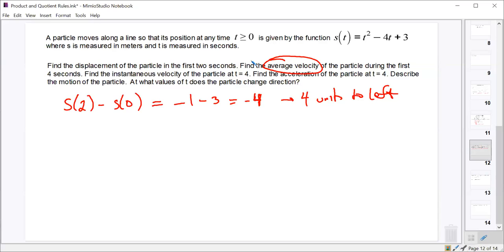So how do we find an average velocity? An average velocity should just be a change in position over time. Right. Change in position, displacement, over time. Yeah, displacement. It's a change in the position.